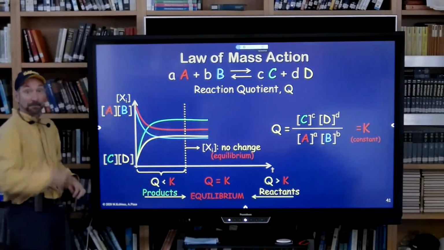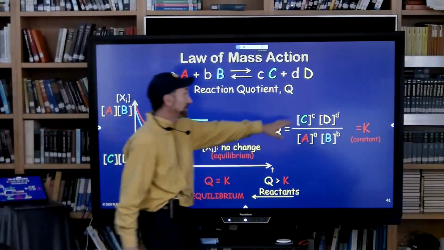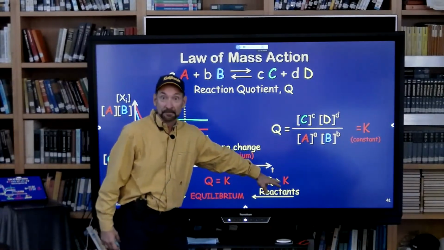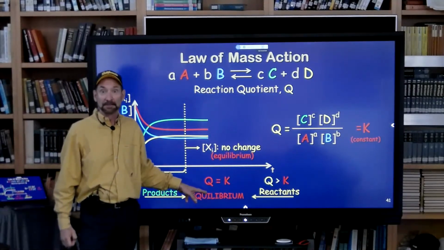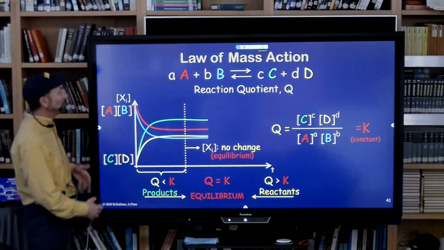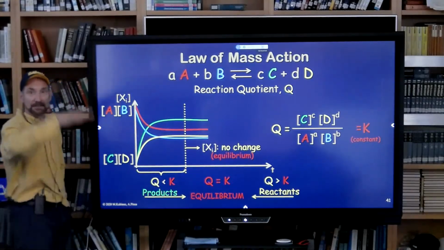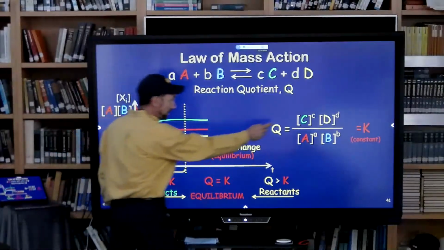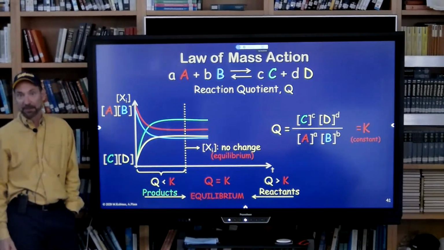But it can happen from either direction. We said you can put anything you want in the beaker to start with, so you could put more C and D than A and B, and Q could be bigger than K. But all that tells you is, I'm going to go back towards reactants till Q gets back to K again. So we have this Q and K situation. K is just a number. Q varies depending on what the concentrations are, but the quotient always tends towards that constant K, regardless of where you start.